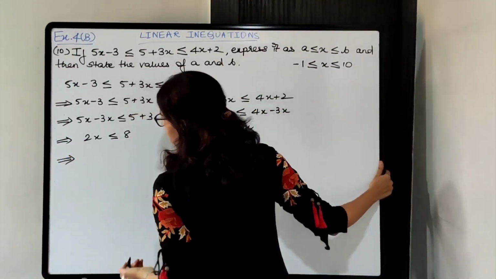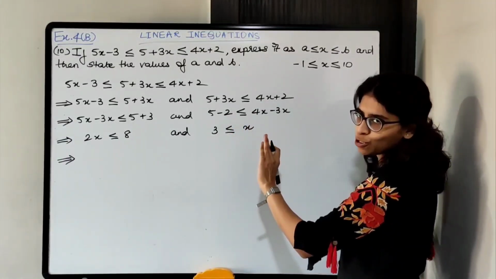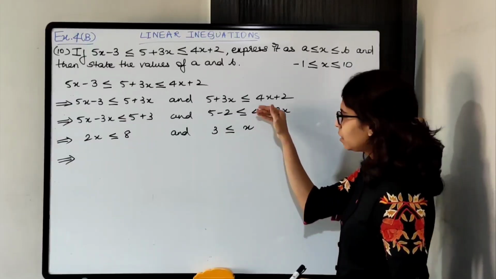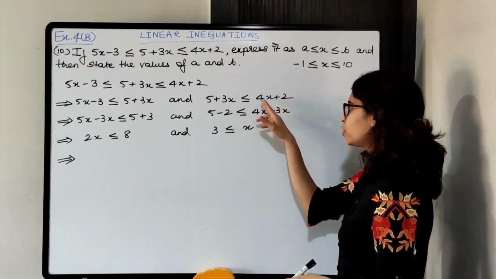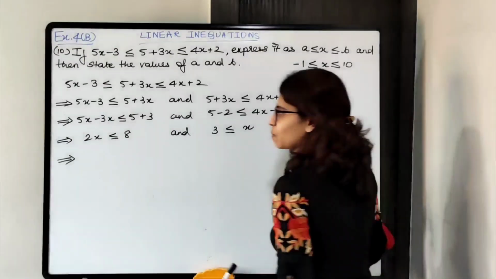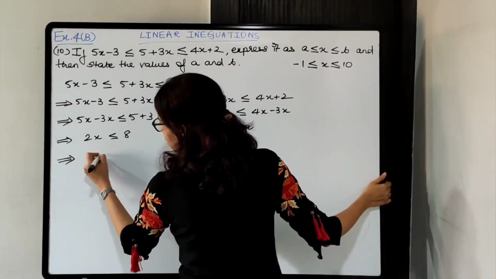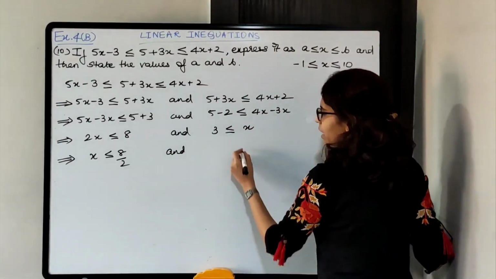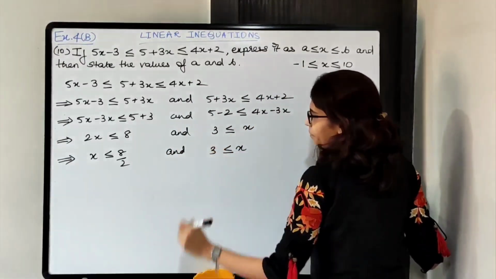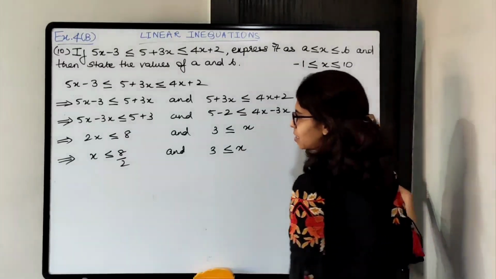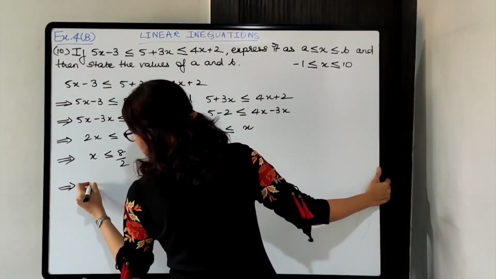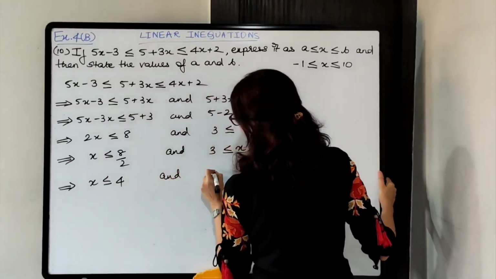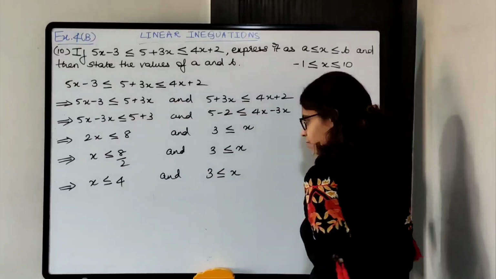I did this because I wanted to keep x positive. To avoid any confusion, to keep x positive I shifted 3x over here, so I would get 4x minus 3x, that is x. Shifting 2, it will become 8 by 2, so x is less than or equal to 4, and over here we already got x is greater than or equal to 3, that is 3 is less than or equal to x. So x is less than or equal to 4 and 3 is less than or equal to x.